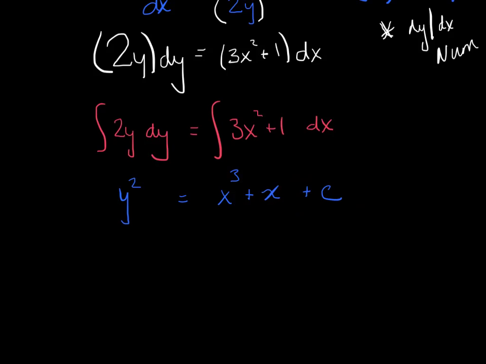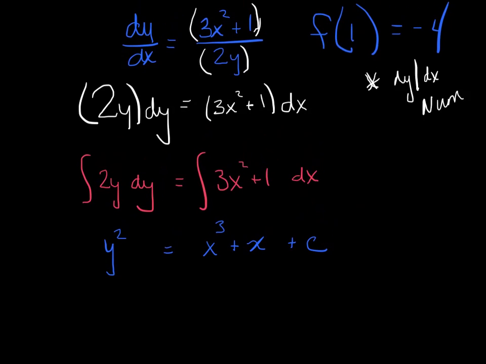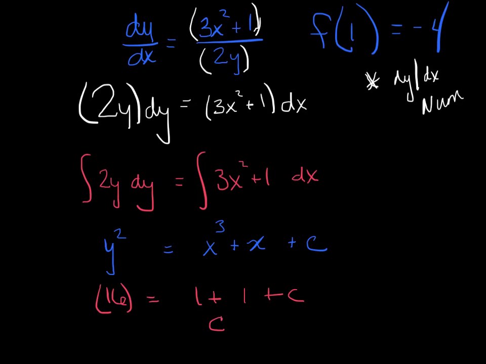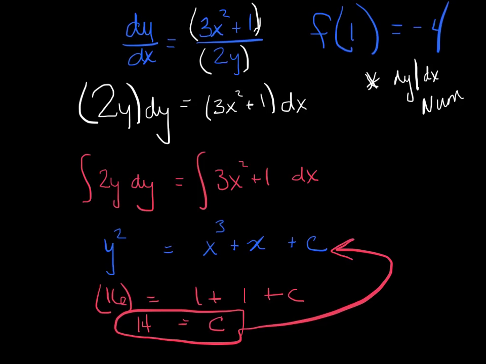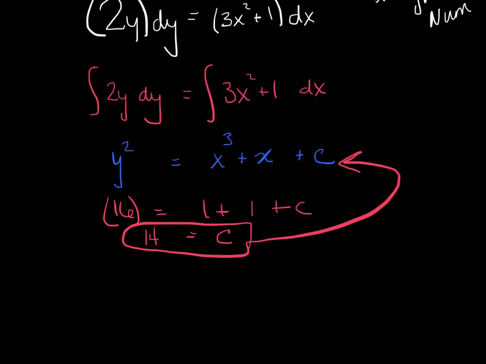Now, we're going to solve for that c value next, and we had that initial condition, f of 1 equals negative 4. So this is going to turn into negative 4 squared is 16. I've got 1 plus c. So I would say c equals 14. Okay, once I've got that c value, we make that quick substitution into our original equation. So y squared equals x cubed plus x plus 14.